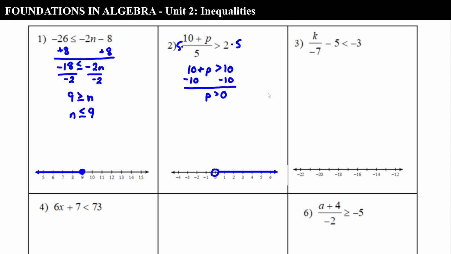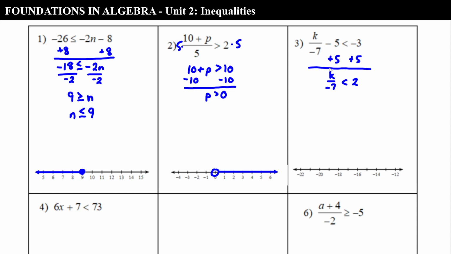Now, as we go to number 3, remember, this negative 7 that we're dividing by k, we're dividing k by negative 7, this is attached to the k. We need to take care of this 5 first, because this 5 has nothing to do with the k. So let's add 5 to each side. And when we do, we get k over negative 7 is less than 2.